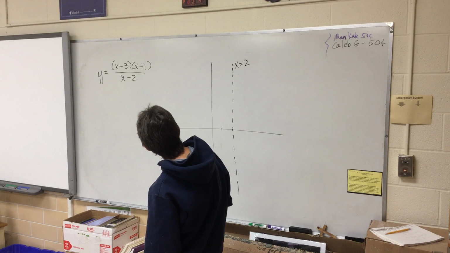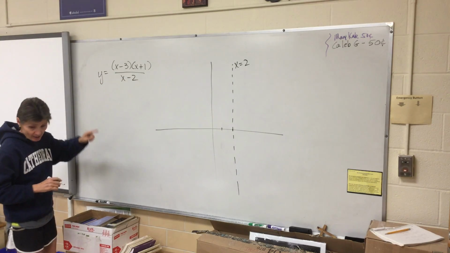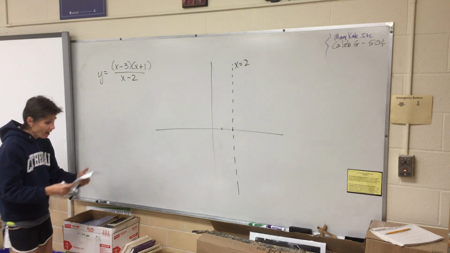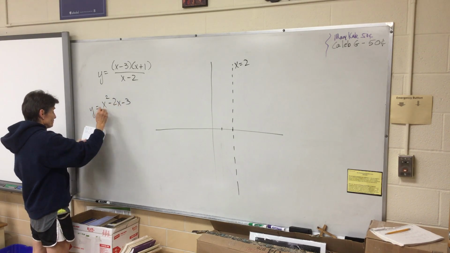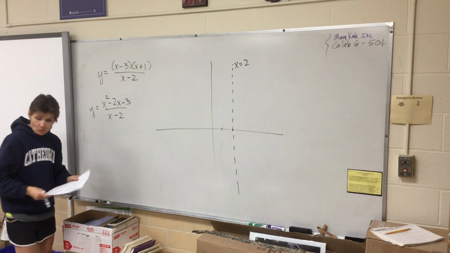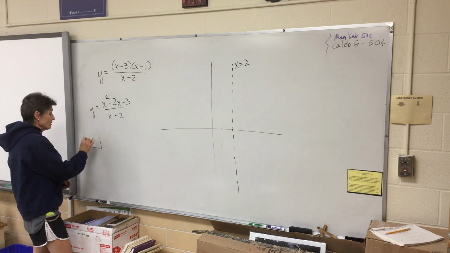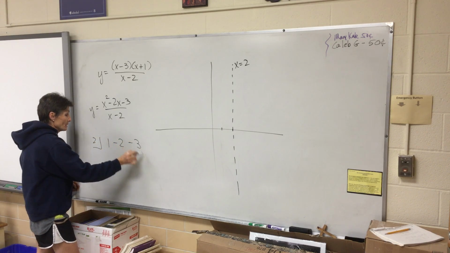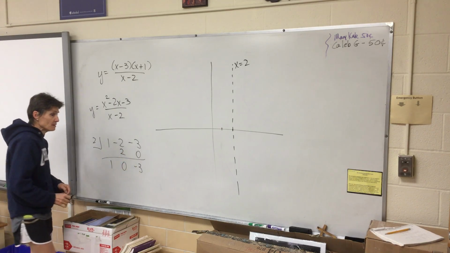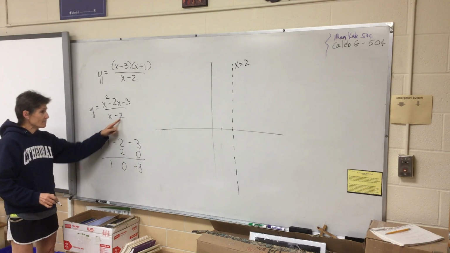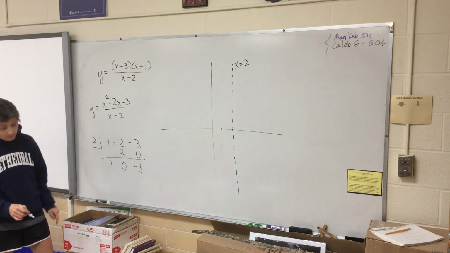Do you have an end behavior? I'm not going to have a horizontal asymptote because the power on top is bigger than the power on the bottom, right? So there is no horizontal asymptote, but I'll do my division and see where my end behavior asymptote is. So I'm dividing by x minus 2, so I'll put a 2 out here. Here are my numbers if I copied them right.